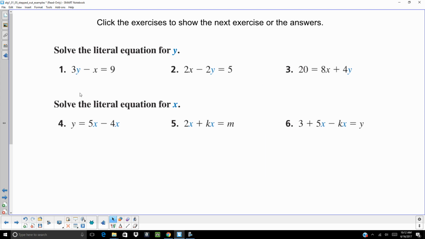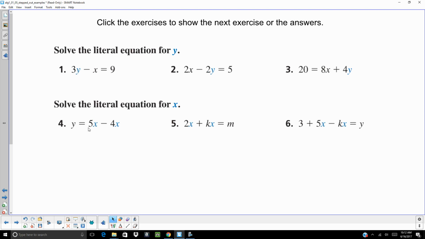All right. Why don't you take a second and hit pause and try and solve for y in those first 3. I'll give you a hint on the first one. I would add your x and divide by the number in front of the y. Here I would subtract 2x, divide by -2.